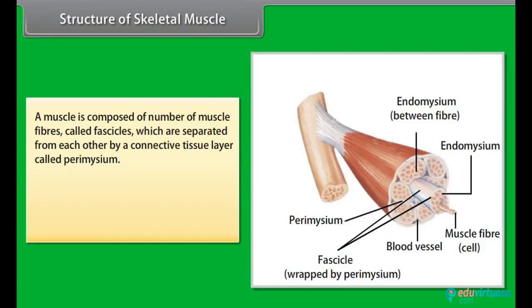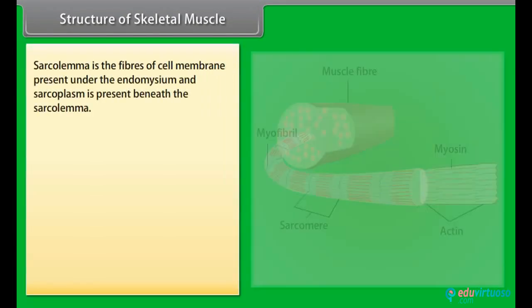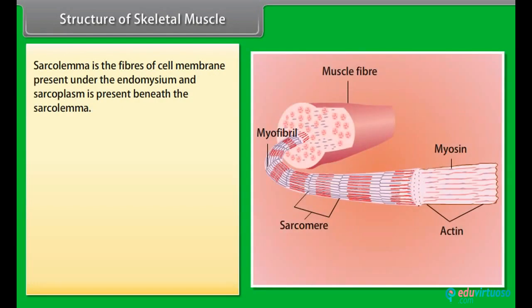Structure of skeletal muscles. A muscle is composed of a number of muscle fiber bundles called fascicles, which are separated from each other by a connective tissue layer called perimysium. Endomysium is connective tissue that separates individual muscle fibers from each other. Sarcolemma is the cell membrane of the fiber present under the endomysium, and sarcoplasm is present beneath the sarcolemma.